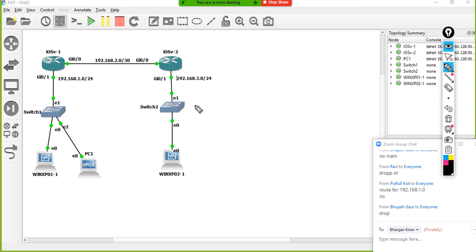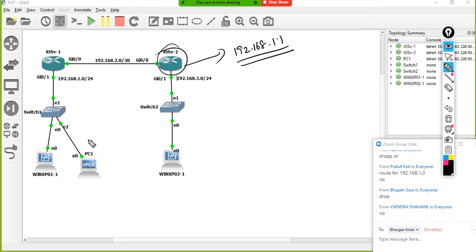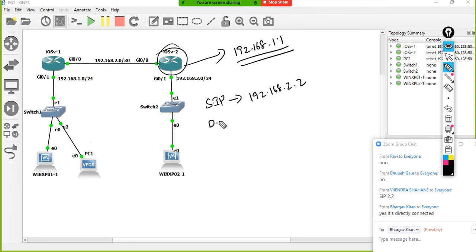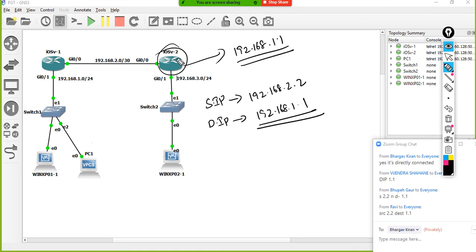Now I want to confuse you again. So try here. From here, can you talk to 192.168.1.1? Whenever you try here in router 2, what is the source IP and what is the destination IP? The source IP is 192.168.2.2. What is the destination IP? 192.168.1.1. Very good. So does router 2 have a route for 192.168.1.1?